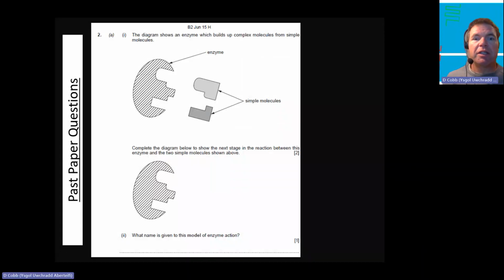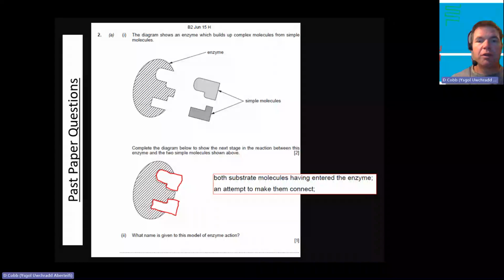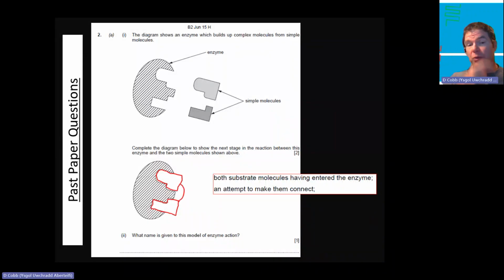So it says complete the diagram below to show the next stage in the reaction between this enzyme and the 2 simple molecules shown above. And it's told you at the start that this enzyme builds up complex molecules from simple molecules, and it's labeled simple molecules. So your job here, that's what's on the mark scheme, you need to show both substrate molecules having entered the enzyme, so I've drawn them on there, and some idea of a bond being formed between them. So that's what's expected there.